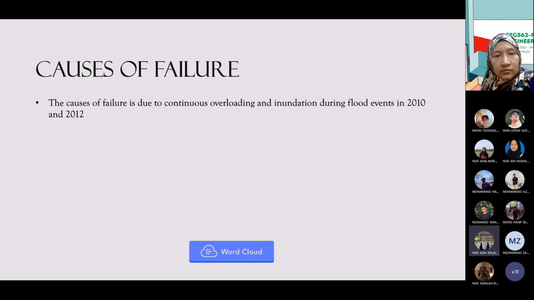Due to poor condition, next, effect of failure. Due to poor condition, the runway exhibited significant roughness and cracking. This happened during the event in 2010 and 2012. Cracking on the road pavement.